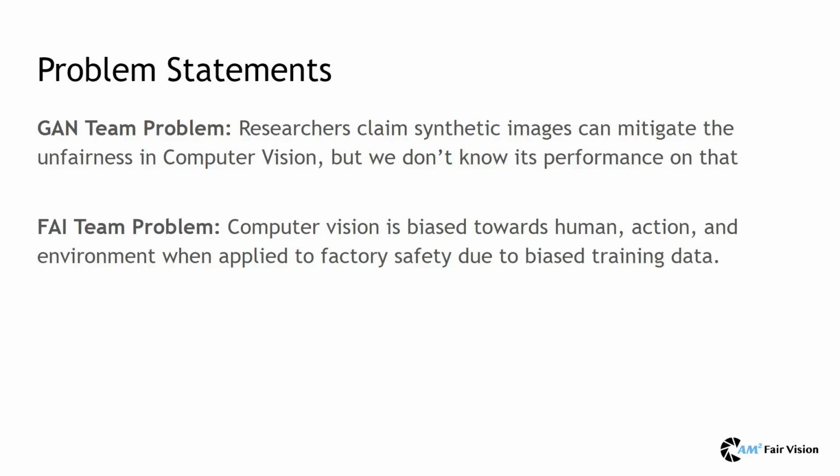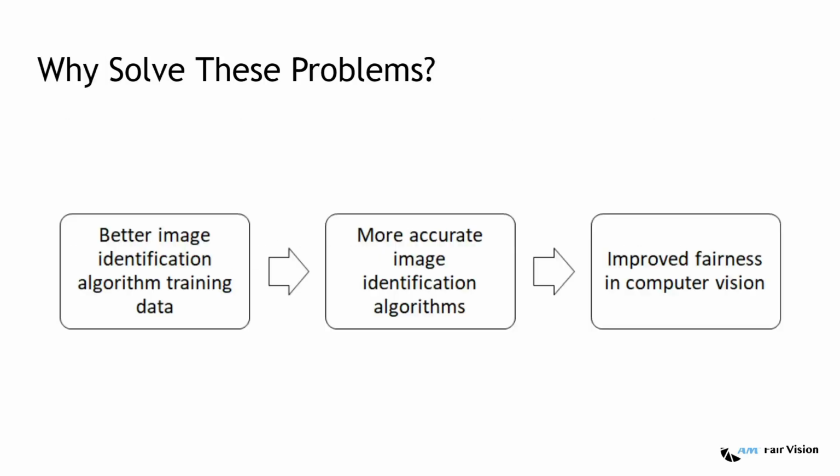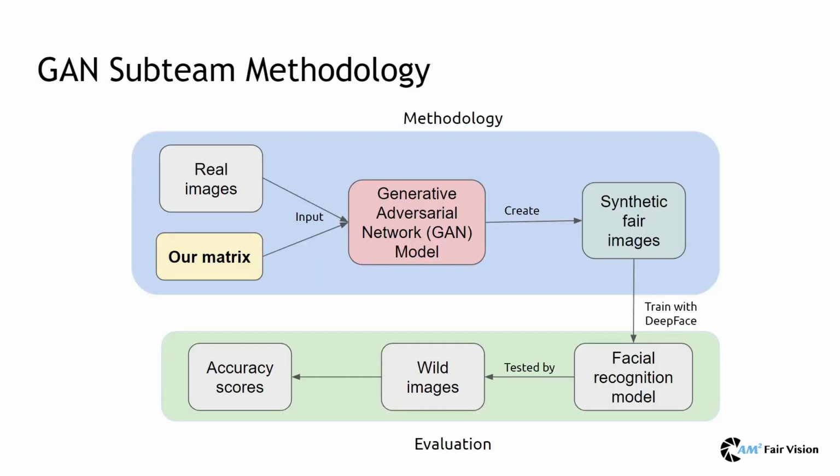And, as a quick definition of bias, bias is the overrepresented features in an image dataset, in the case of faces, age, race, and gender, used to train an image classification algorithm. So, why is solving these problems important? Well, better image identification algorithm training data leads to more accurate image identification algorithms, which in turn leads to improved fairness in computer vision. The GAN team aims to train GAN models utilizing a real dataset such as FairFace.